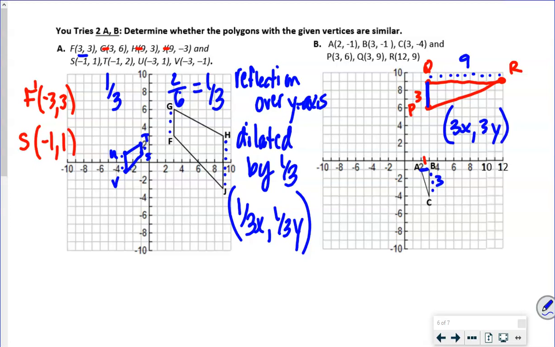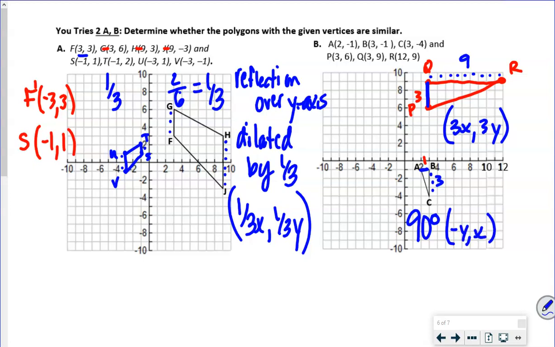So look at the original image. Where did it rotate? It went from quadrant 4 to quadrant 1, right? So wouldn't that be a 90-degree rotation? Okay, so what's that rule? Y'all remember that rule? -y, comma x, right? So let's see if that happens.